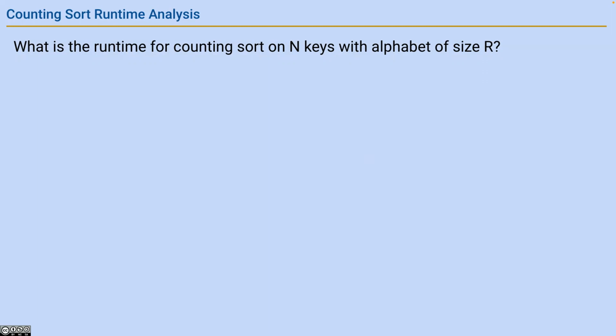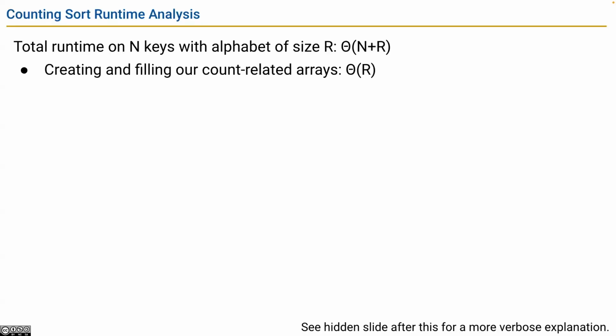Okay, what do you think? Anybody want to throw out an answer? Yeah. N plus R, give me your argument. Yeah, you're going to make an array for the entire alphabet, which is R. Yeah, you go over the first list to do all the counts, and then you go through the whole first list again to copy everything over. So I agree. N plus R is the right answer.